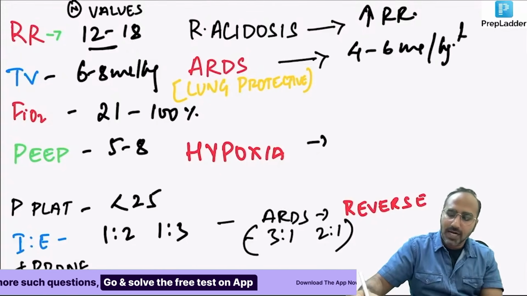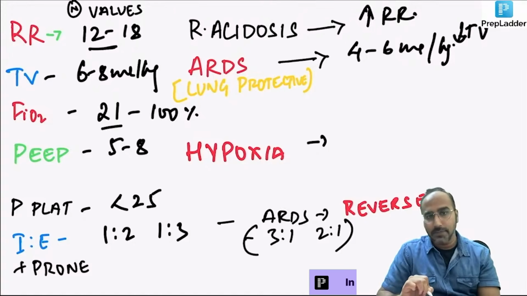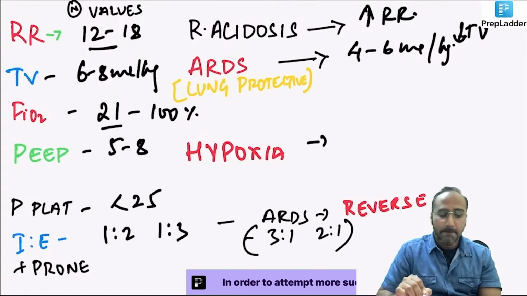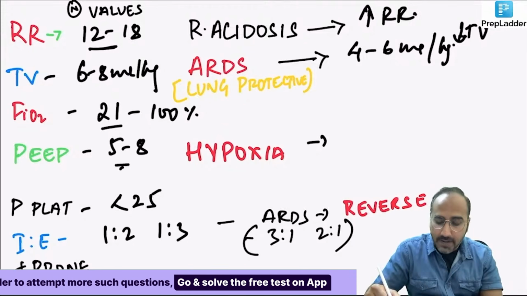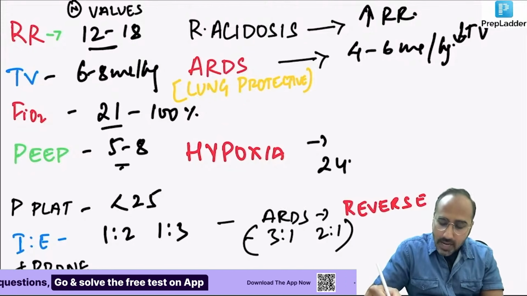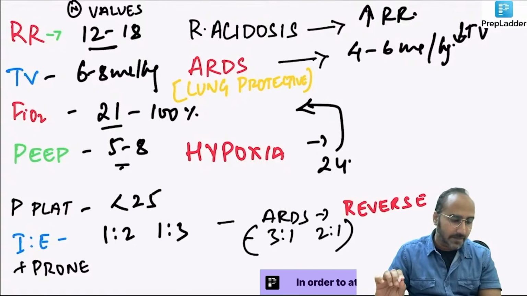That is low tidal volume. Next, FiO2 is 21 to 100%. Okay, that you keep. PEEP is how much, guys? 5 to 8, but you can keep PEEP up till 24 also. And the PEEP values depend on the FiO2 that you are using.